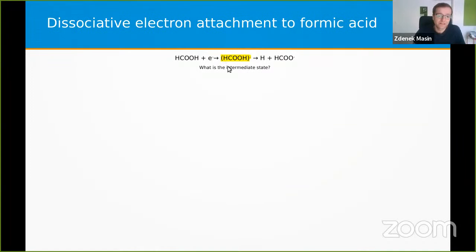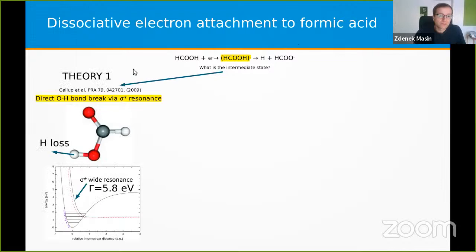Well, there are 2 theories that were proposed to explain this. The first one, or theory one, as I call it here, was of Gordon Gallup and Ilya Fabrikant from 2009. And it says that this is simple, as we just saw on the previous slide. The electron is attacking the molecule. It attaches to some sigma star repulsive state, which is repulsive along the bond that's being broken. So that's simple. However, this resonance has some extreme properties, like it has a width of about 6 electron volts.